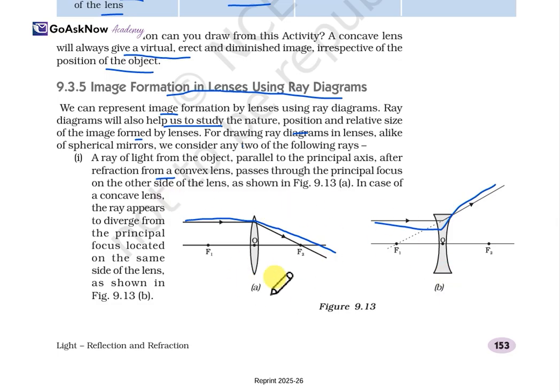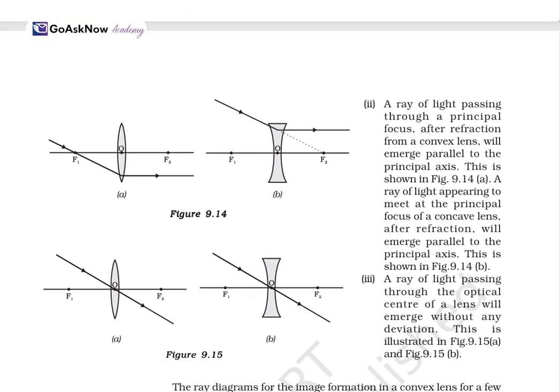In the case of the concave lens, the ray appears to diverge from the principal focus located on the same side of the lens, as shown here in B. Here it's going like this, and here it's just going away from the focus F2. So this is the observation for the first one. Now for the second one, what is happening is a ray of light passing through the principal axis.